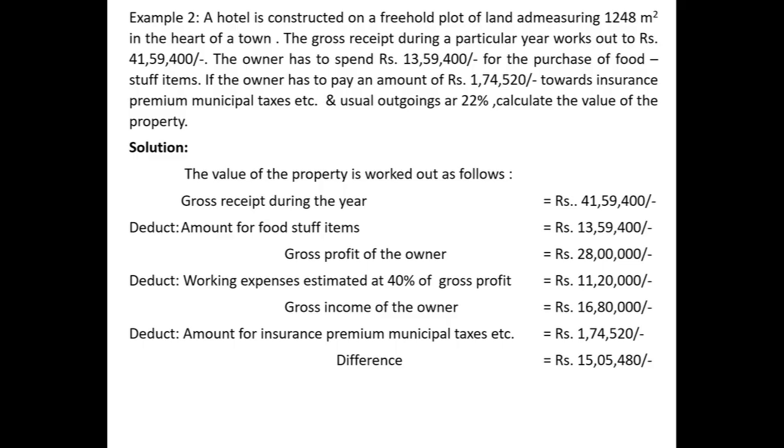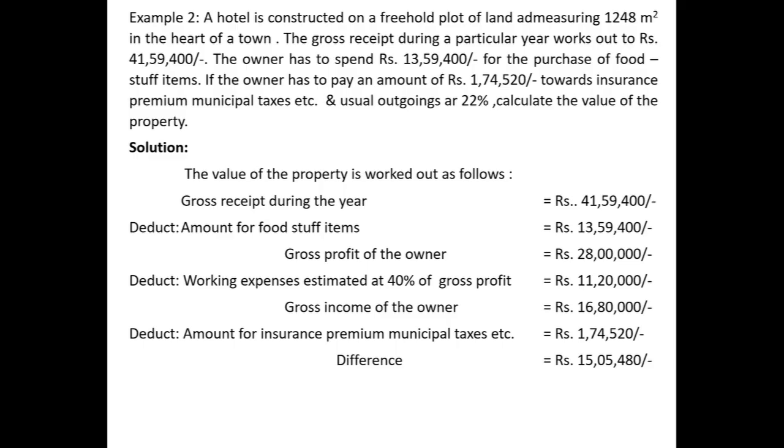Another example: a hotel is constructed on a freehold plot of land measuring 1248 square meter in the heart of a town. The gross receipt during a particular year works out to be rupees 41,59,400. The owner has to spend 13,59,400 for the purchase of foodstuff items. The owner has to pay 1,74,520 towards insurance premium, taxes, etc., and usual outgoings are 22%. Calculate the value of the property.